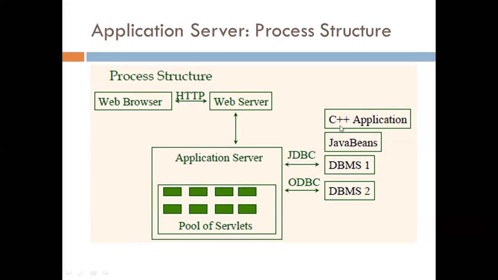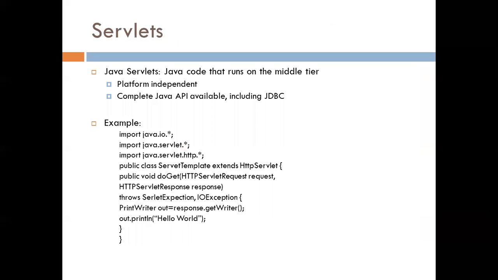Among other technologies, we can have a C++ application. I mean, the application server can interact with Java Beans and C++ applications. So this is the structure of a process on an application server. So servlets, Java servlets, run Java code on the middle tier.